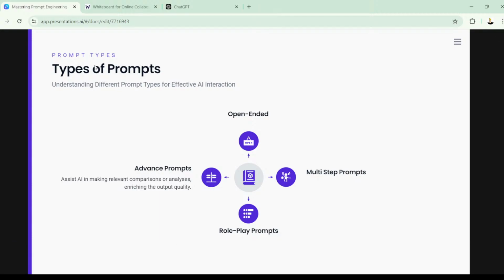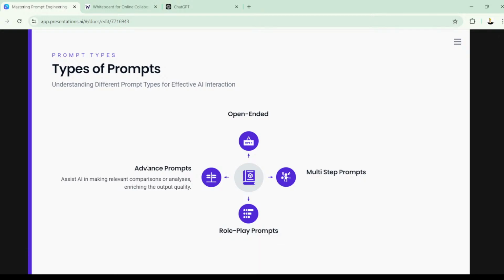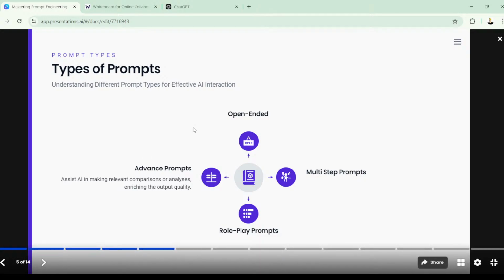Types of prompt. We have various types of prompt. Here we are discussing open-ended, multi-step prompts, role play, and advanced prompts. Advanced prompts may include zero shot prompting, few shot prompting, and chain of thought prompting. We will discuss them too. Okay, first of all, let us start with open-ended, right?